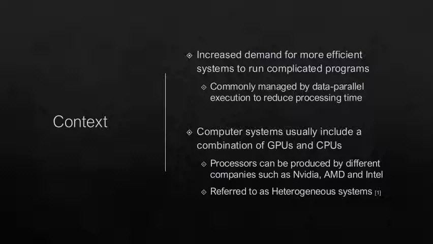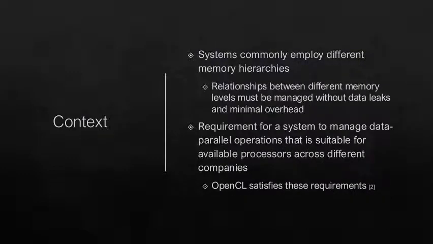Computer systems usually contain a combination of central processing units and graphics processing units. These units can be produced by different providers. They are referred to as heterogeneous systems as they contain more than one type of processing unit. More efficient programs are usually achieved by a combination of parallelization and intelligent memory operations. Different systems also provide different methods of memory management, which use different hierarchies for interactions.